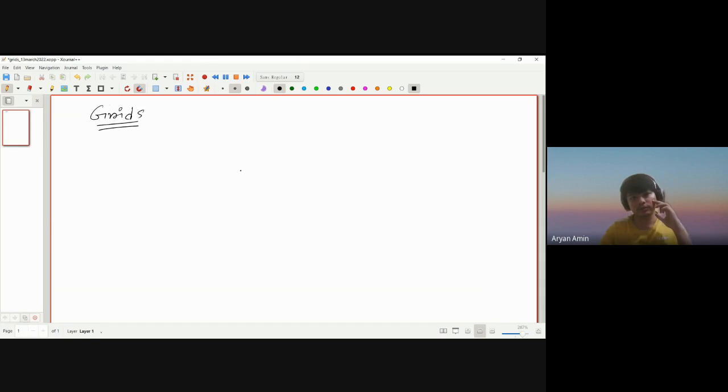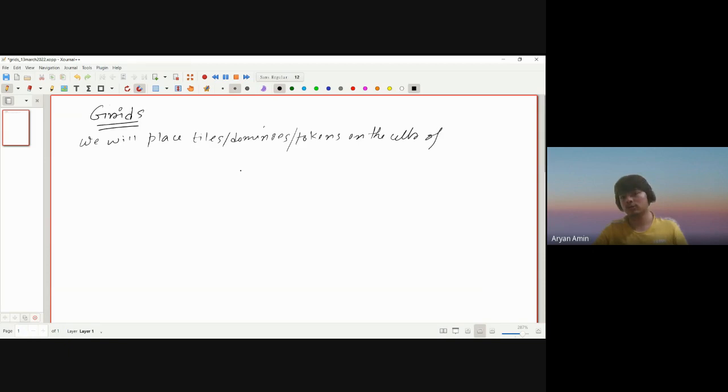So in grids we'll deal with a lot of problems where we will place tiles or dominoes or tokens on the cells of, say, an m cross n grid, and we'll see some general methods to deal with problems of that sort.